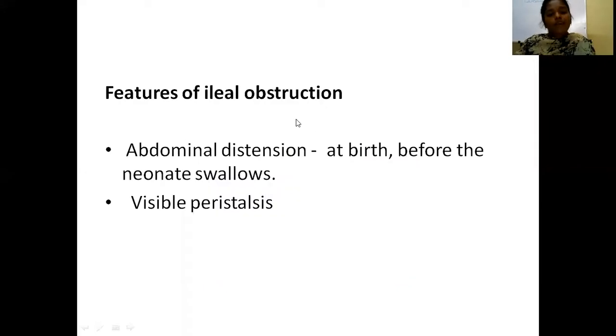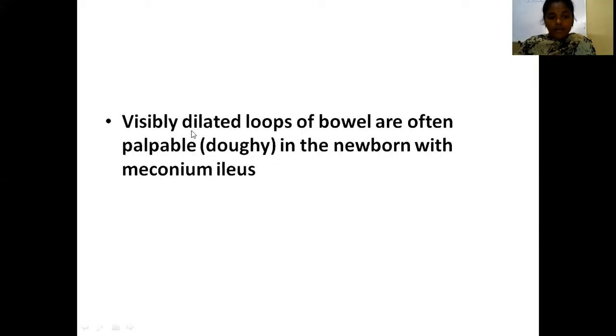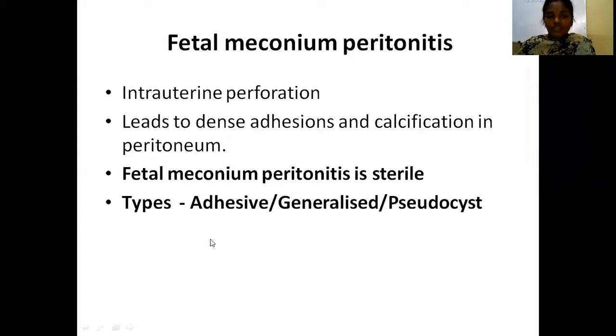What are the features of ileal obstruction? Abdominal distension at birth. Before the neonate swallows, there will be abdominal distension, because in meconium ileus the pathogenesis starts in utero, inside the uterus only. You can also see visible peristalsis. Visible dilated loops of bowel are often palpable. These bowel loops are doughy in consistency in a newborn with meconium ileus. These are the features of ileal obstruction.